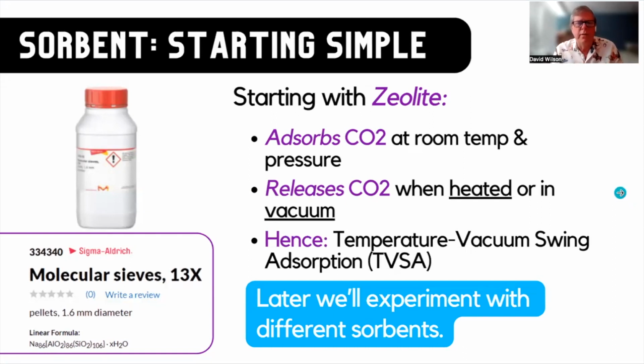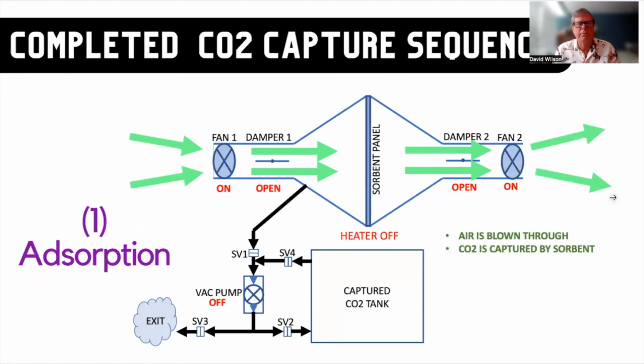The key thing that this material does, and the whole family of sorbents that we're looking at, is they absorb carbon dioxide when it's at room temperature and standard atmospheric pressure. But then when they're subjected to heat or a vacuum, they release the CO2. So the whole method is called temperature vacuum swing adsorption. And we'll go into the next one now, and I'll show what the cycle looks like.